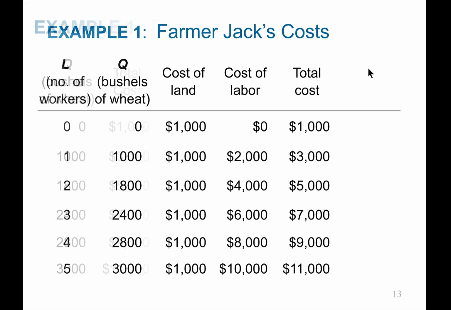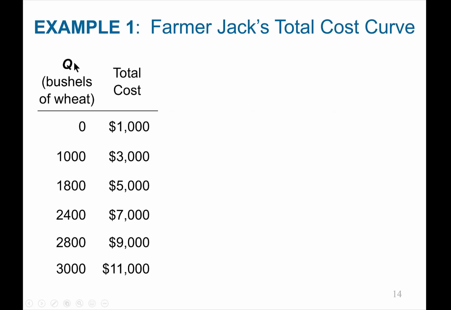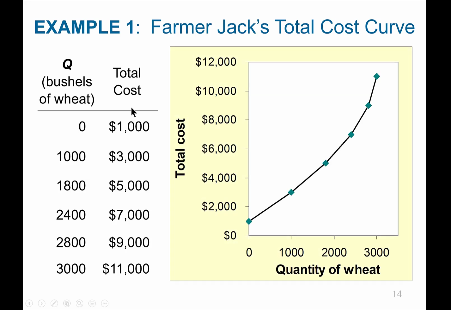And so now, using this information, we're just taking the output column and the total cost column to find marginal cost. And this is the total cost function. When we plot this, this is the total cost function. 0, 1,000, there we are. 1,000, 3,000, there it is. 1,000 bushels, your total cost is $3,000. 2,400 bushels, your total cost is $7,000, right, for those 2,400 bushels.